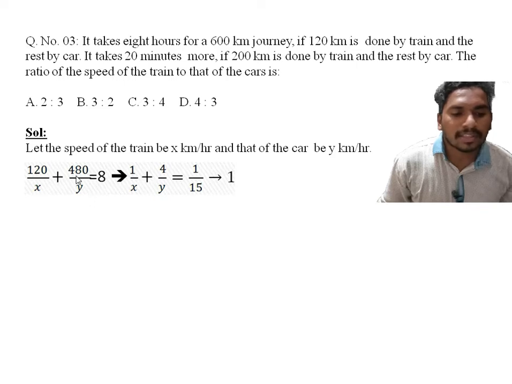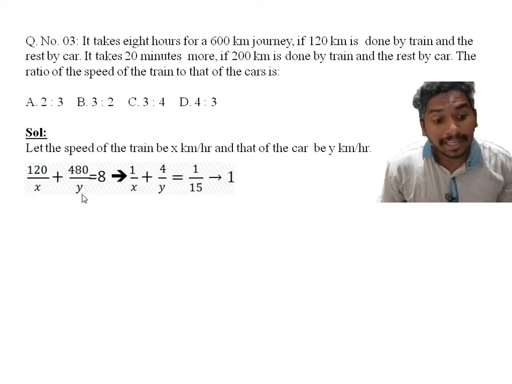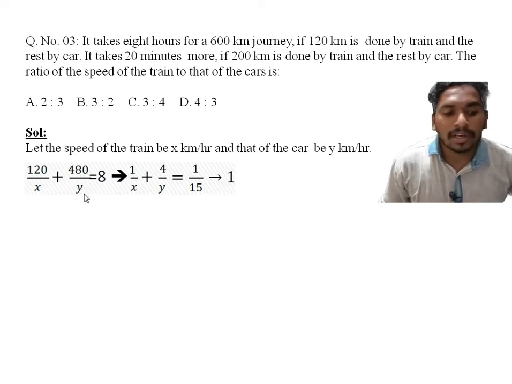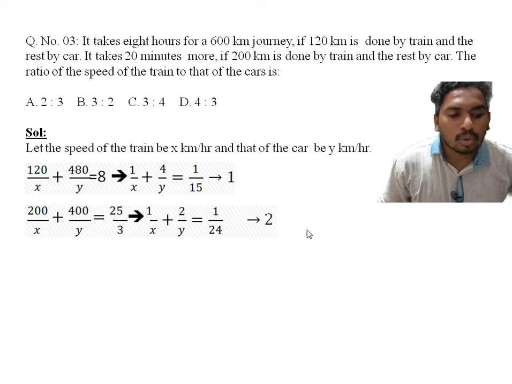Out of the 600 kilometers, if 120 is by train with this velocity, the remaining distance will be 480, which is traveled by a car with the speed of y kilometers per hour. So we have traveled it in 8 hours. In the second case, 200 kilometers by the train and 400 kilometers by the car. In the second case, it takes 20 minutes more.